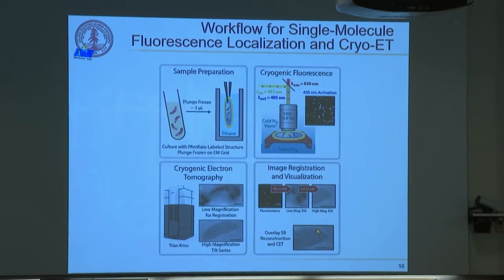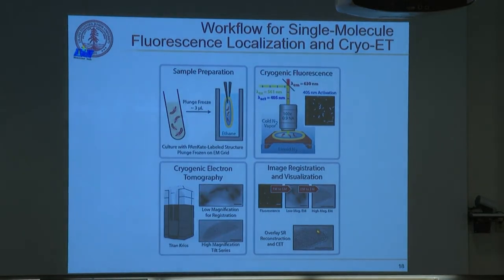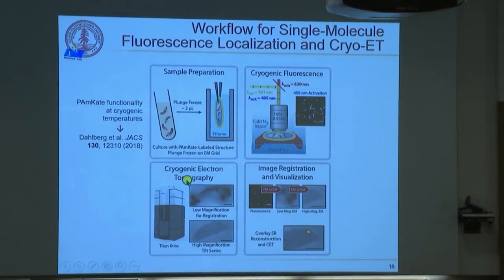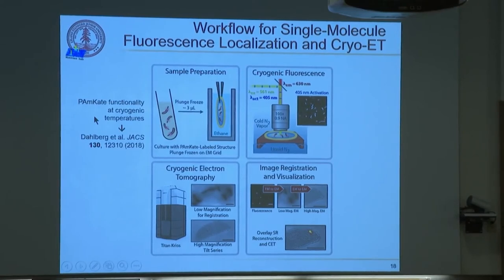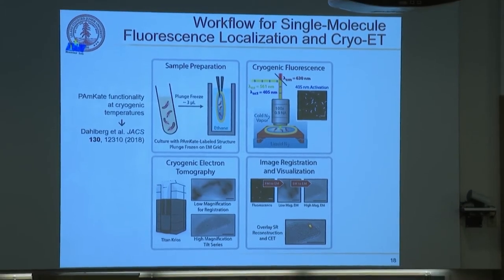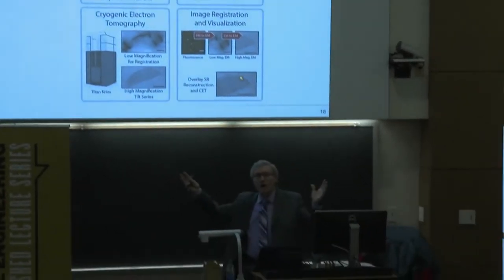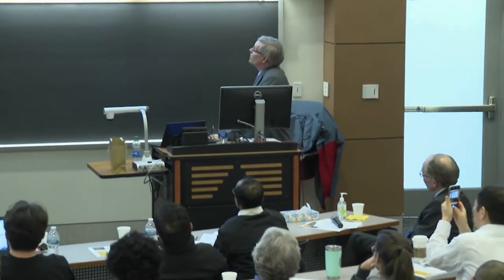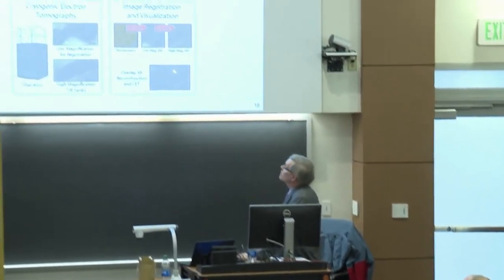The workflow for all of this involves, first of all, cells that are fluorescently labeled, and right now we are typically using a particular fluorescent protein called PAMKate. It's just another one of this huge menagerie of fluorescent proteins, but it's one that works at 77K, because we also found that many others don't work at 77K. What do I mean by work? I need this active control scheme. I need to be able to turn the molecules on and off, because if they're all on, then I won't be able to get the super resolution information that we'd like to have. So PAMKate, we learned that that works and published that recently.